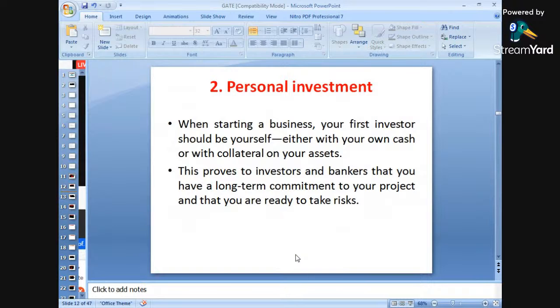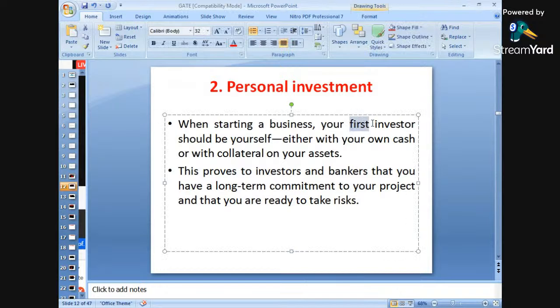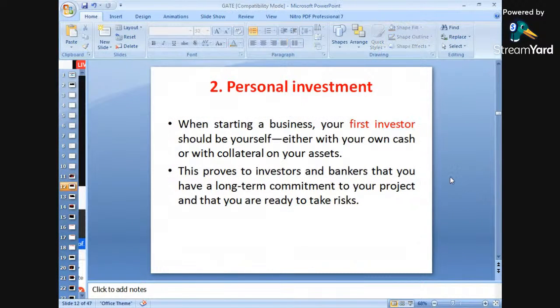Next is personal investment. Again, this is very, very important. Number two is personal investment, because we have to give some amount. When starting a business, your first investor should be yourself, either with your own cash or with collaterals on your assets. That means you have to invest some amount, because the first investor should be yourself. So personal investment should also be taken care of while carrying out any construction work. The first investor will be the contractor, or the person carrying out the project. This proves to investors and bankers that you have a long-term commitment to your project, and that you are ready to take the risk.